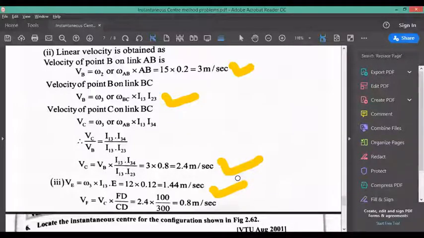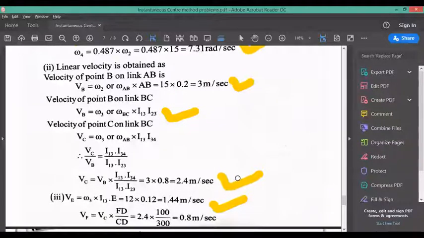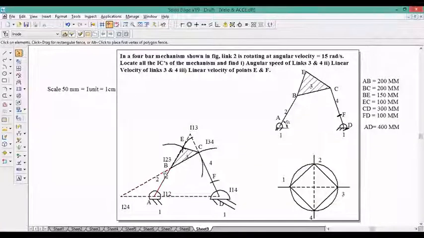So this is the required solution for the given problem. All these measurements we need to take from the graphical representation and multiply by the scale. So by this we completed a problem on the instantaneous center method.